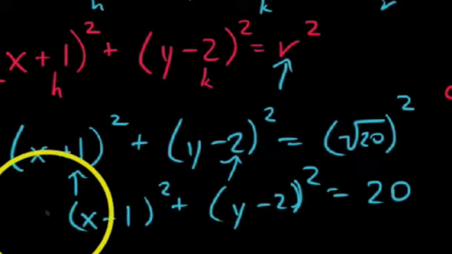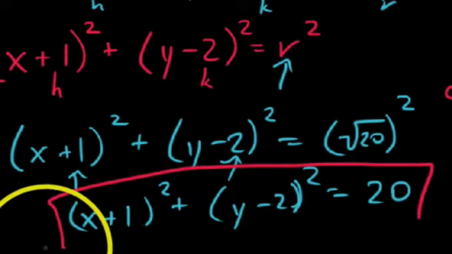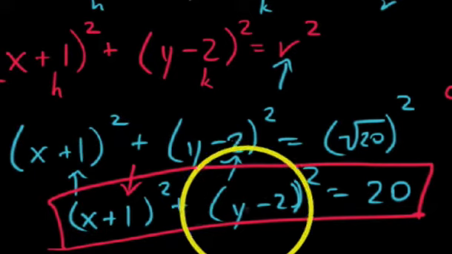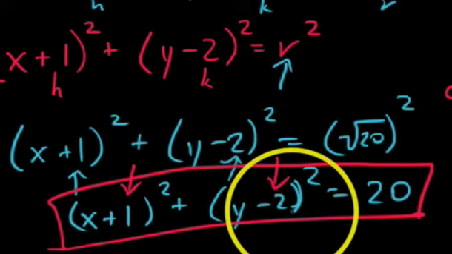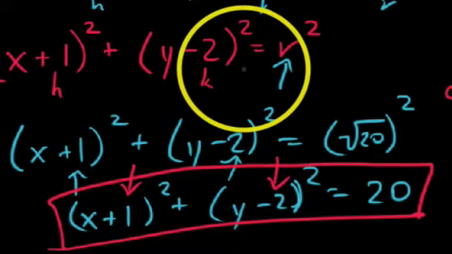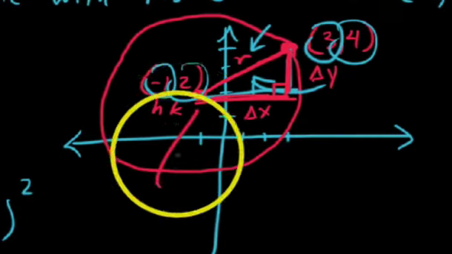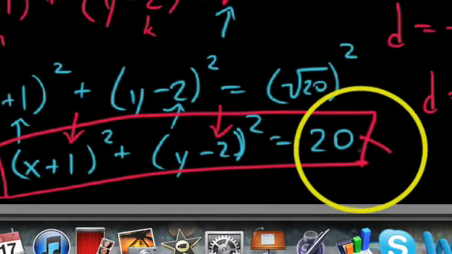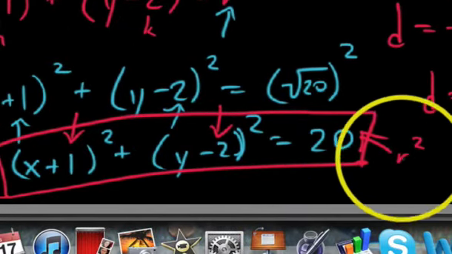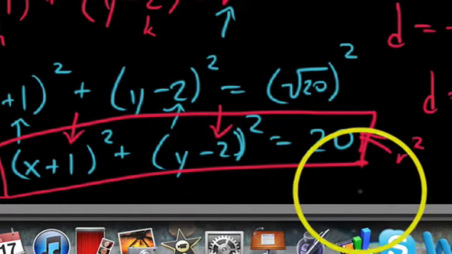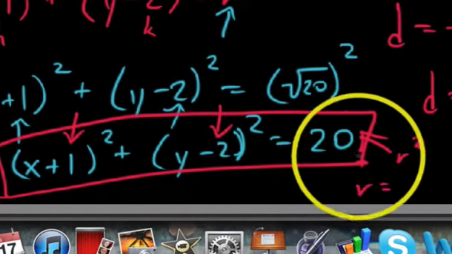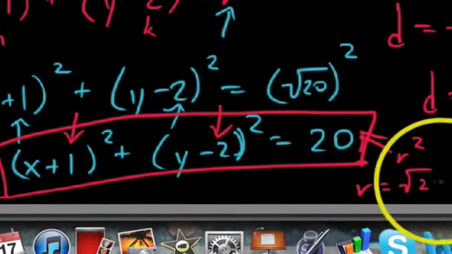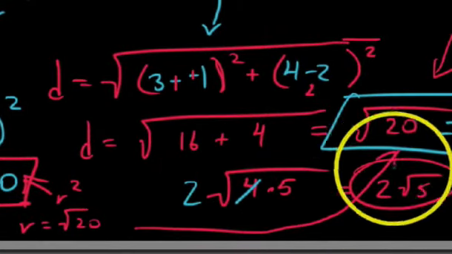And of course, if we were given this equation in the first place and asked to graph it, what you can notice right now is that h is negative 1 and k is positive 2, even though it says otherwise. So we've got the center of the circle up here at negative 1, positive 2. If this represents r squared, the radius squared, then what's the radius? The radius would be the square root of 20, which is what we just solved for right there.